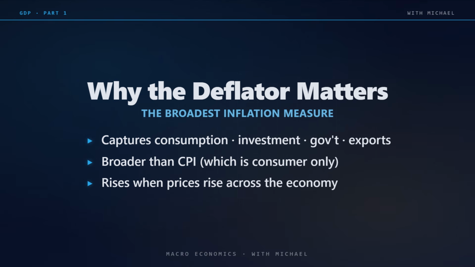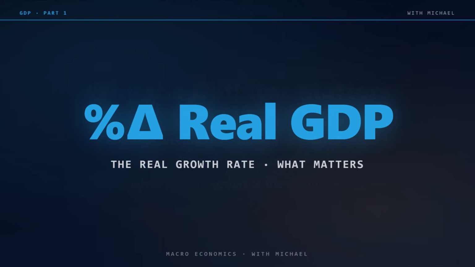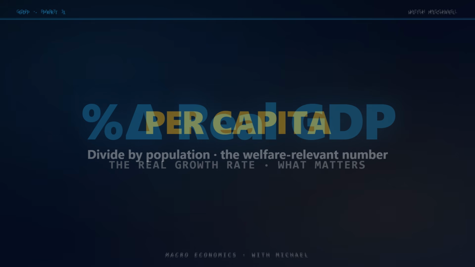To compute the real growth rate, we look at the percentage change in real GDP year over year. If real GDP last year was 100 and this year is 103, the real growth rate is 3%. If we divide real growth by population growth, we get real growth per capita, the measure of whether ordinary citizens are actually becoming better off. This is the most important number for welfare analysis. Headlines that report nominal growth tell you almost nothing. Real growth per capita is what matters.